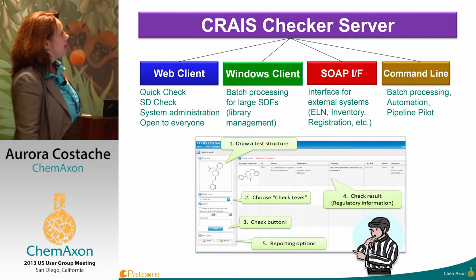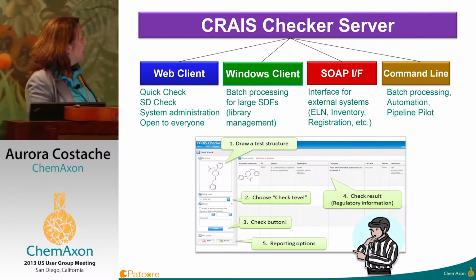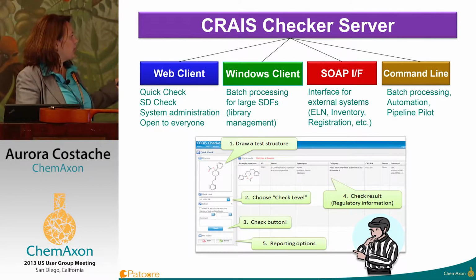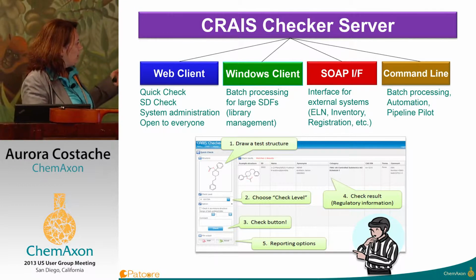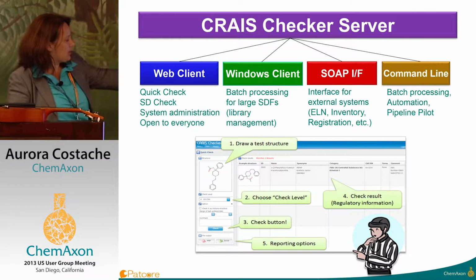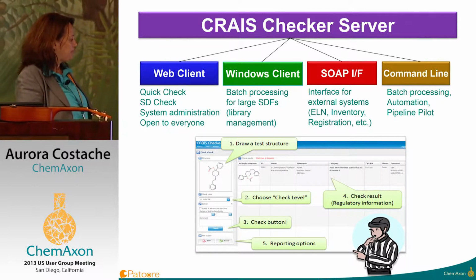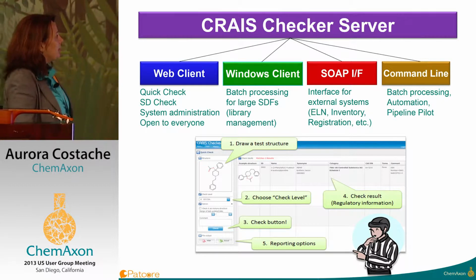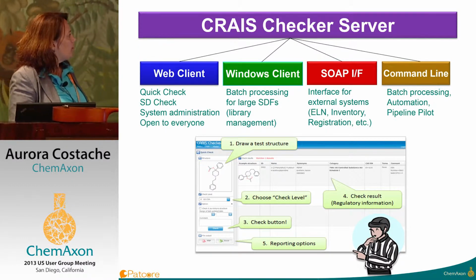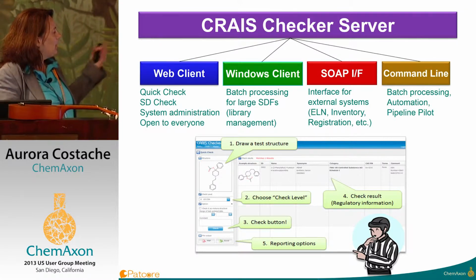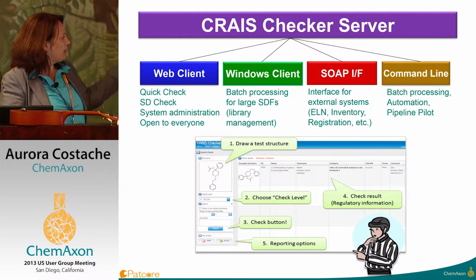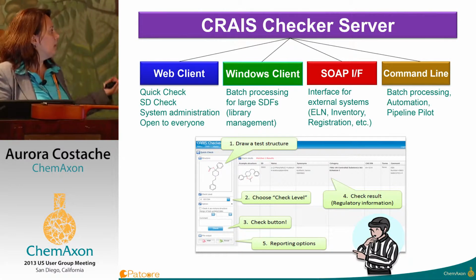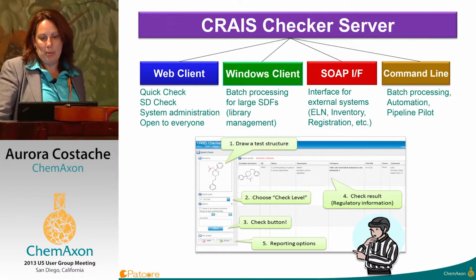You can use CRAIS Checker in different forms. It has a web client interface where you can perform a quick check, SD check, system administration, and it's open for everyone. It's actually listed on the bottom of the slide. So this is the web interface of CRAIS Checker. But you can also use it as a Windows client. There is SOAP integration, so you can integrate it with ELN, inventory registration systems, and so forth. And you can also use it as a command line tool.